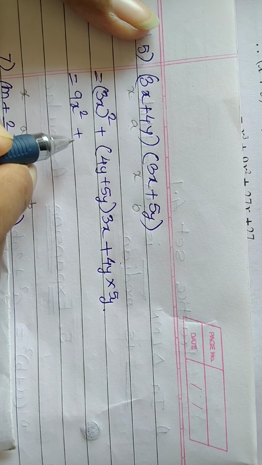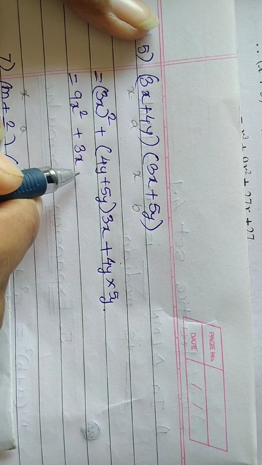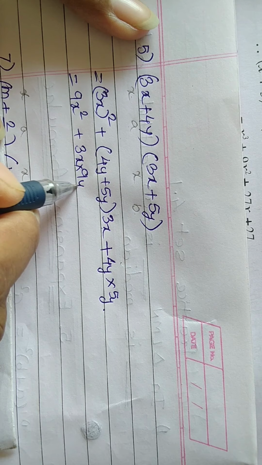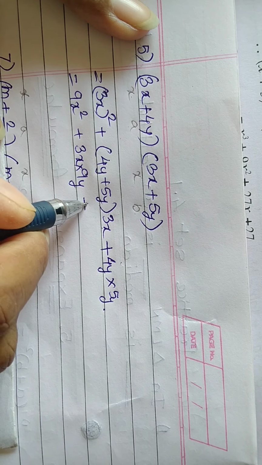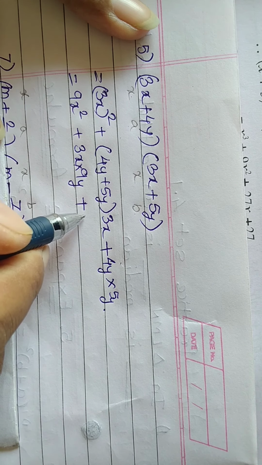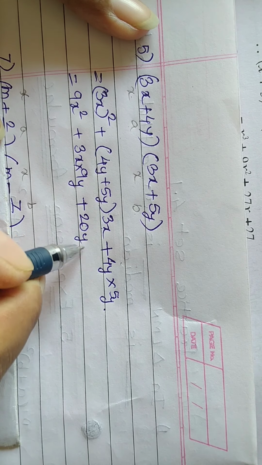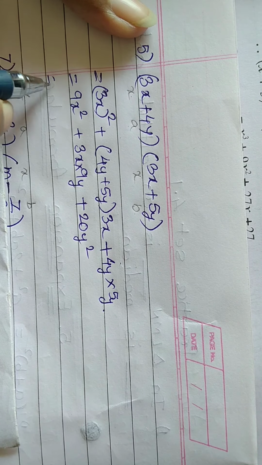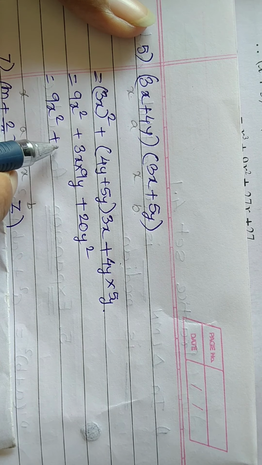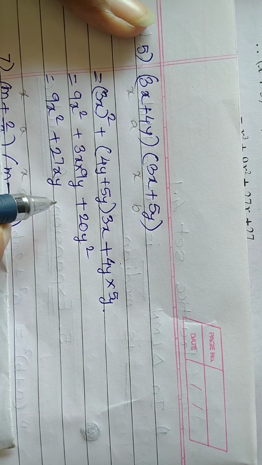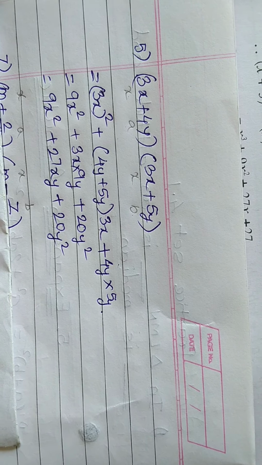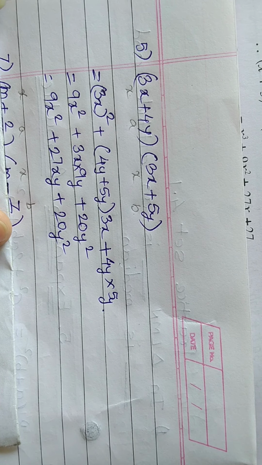Here 3x is there, 3x into 9y, plus 4 into 5 is 20, y into y is y². Middle term is remaining: 9x² + 27xy + 20y², since 9 threes are 27. Like this, this is your answer.